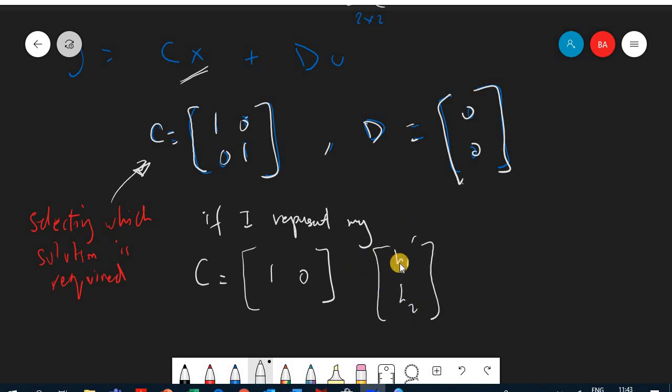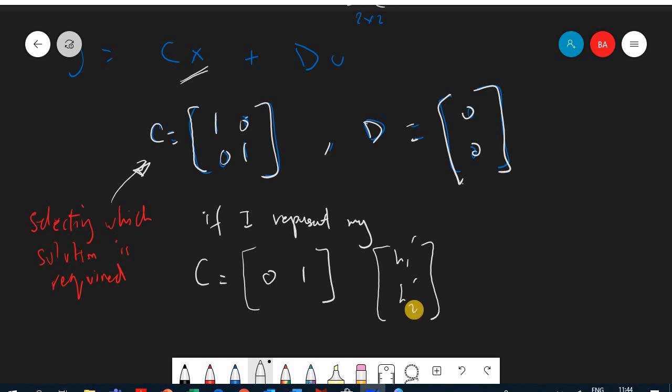So I just want the solution of h1 prime. Why is that? Because I have 1 multiplied by h1 prime, so I will have the solution of h1 prime, plus 0 into h2 prime, so I will have no solution for h2 prime. Of course, if I had 0 and 1, I will have 0 multiplied by h1 prime and 1 multiplied by h2 prime. So the solution is only h2 prime.